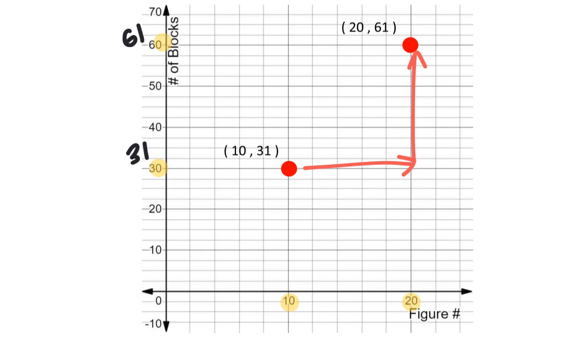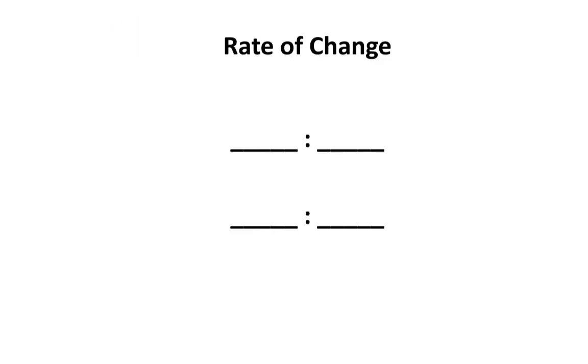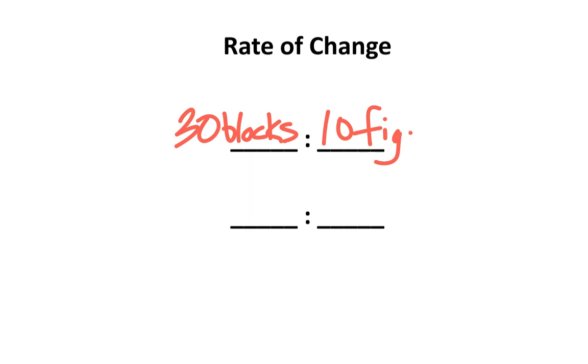The bottom of the triangle is going to be an increase of 10 figures because you're moving from 10 to the number 20. And over here, you're going to have an increase of 30 blocks, since that's how you get from 31 to 61. We just determined that there is an increase of 30 blocks for every 10 figures. But I want to know how many blocks are increasing for every one figure.